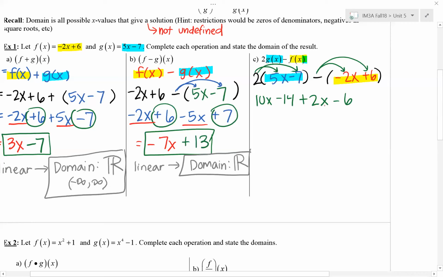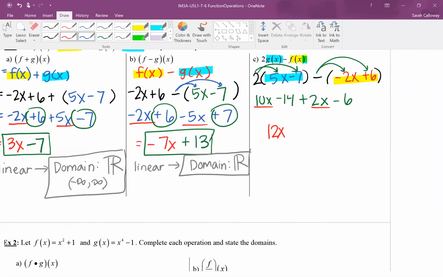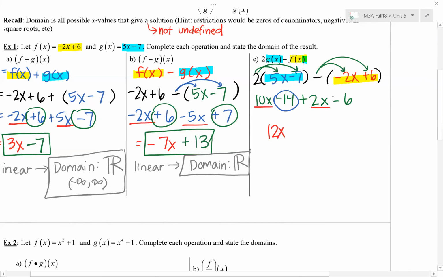So if we combine our x's, 10x plus 2x is 12x. And then negative 14 plus negative 6 is negative 20. So our resulting expression is 12x minus 20. And again, this is still linear. So when I'm adding and subtracting two linear functions, notice that I still get a linear function as my answer.